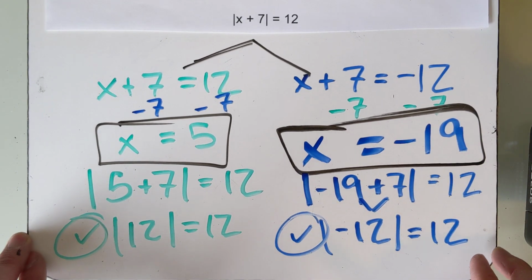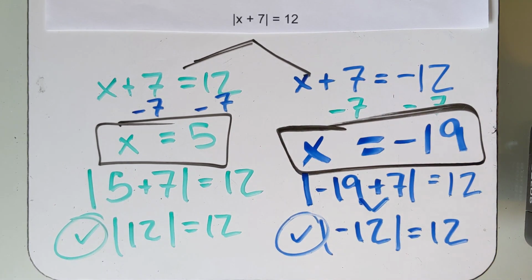So you have two possible answers: x is equal to 5 and x is equal to negative 19. Just so you know, I do not expect you to master this after this lesson. We will be revisiting it, so do not worry.